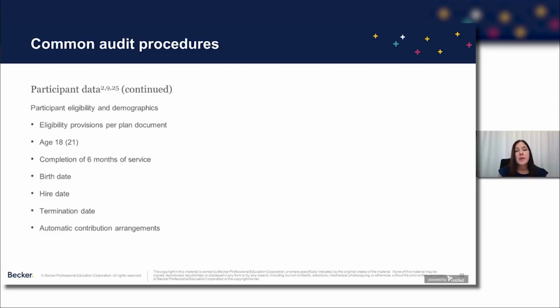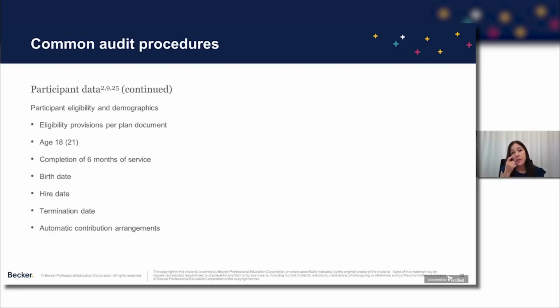So when we're testing the participant eligibility and demographic information, we're asking for proof of that person's birth date and hire date, and we're testing that to make sure that that individual was eligible and offered the ability to participate, or that they were ineligible and properly excluded. That's what we're testing here. And again, you may not have an enrollment form. You may not have any hard copy paper that participant completed that shows, here's my birth date, here's when I was hired, etc.